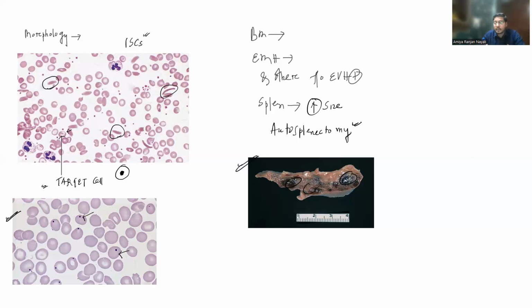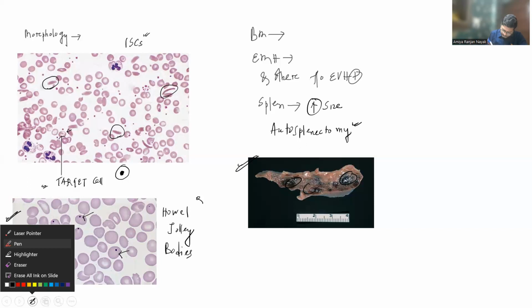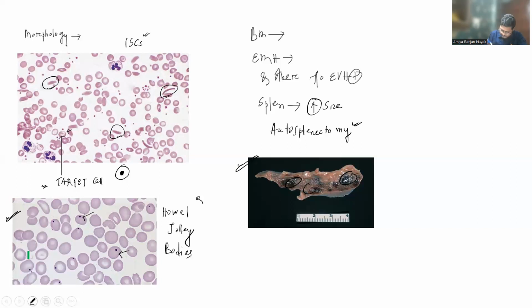So once they undergo autosplenectomy, the spleen cannot remove those chromatin materials from the reticulocytes. Now these chromatin materials will tend to aggregate and make inclusions. These inclusions are known as Howell-Jolly bodies. This is again a very, very important question. Anytime they give the history of sickle cell disease and give this smear, the answer has to be Howell-Jolly bodies.